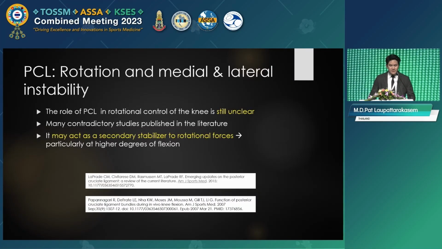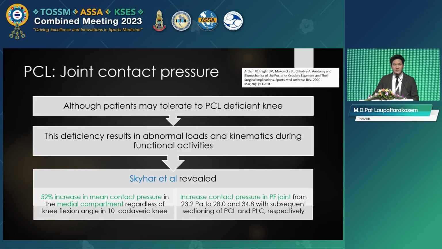The role of PCL in rotational control of the knee is still unclear. Many contradictory studies have been published in the literature. However, it is believed that it may act as a secondary stabilizer to rotational forces, particularly at a high degree of knee flexion. For the joint contact pressure, although a patient may tolerate the true PCL deficient knee, this deficiency results in abnormal load and kinematics during functional activities.